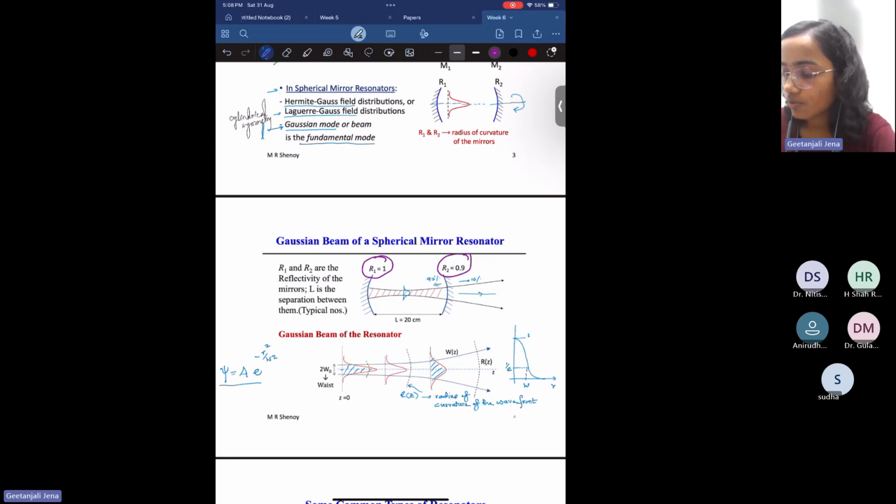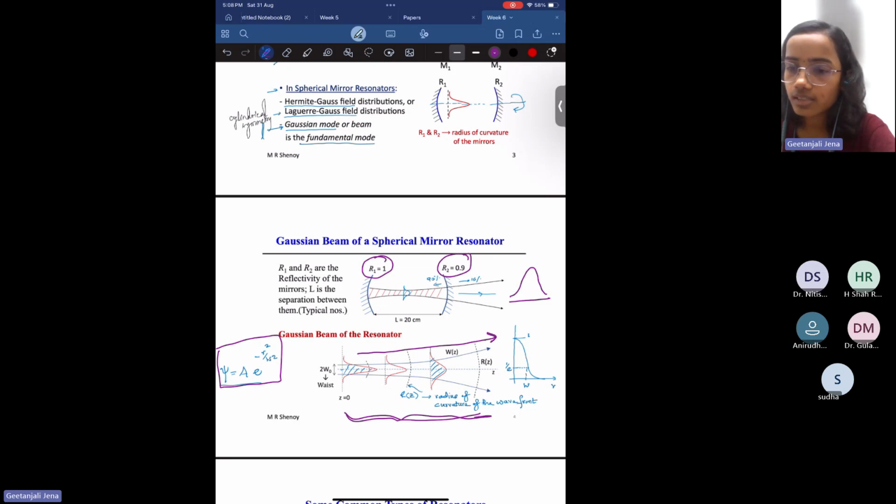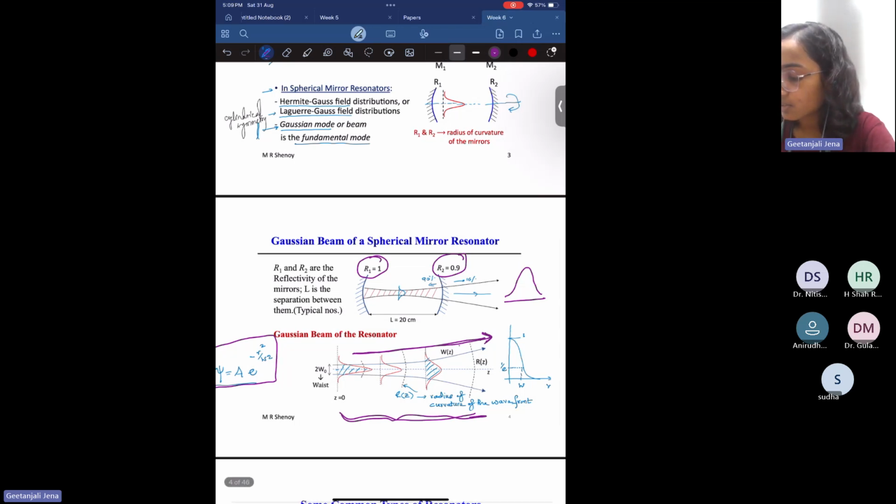The fundamental mode behaves like a Gaussian field distribution, with expression psi equal to e to the power minus r squared by w squared. If you look at this figure, these are two surfaces. The Gaussian beam starts from here, that is z equal to 0, and slowly moves towards the second mirror. As the ray propagates, it will broaden inside this resonator volume because of some losses in the system. The narrower beam gradually becomes broader, but the energy content remains the same throughout the volume. W is the beam size, and R is the radius of curvature of the wavefront.